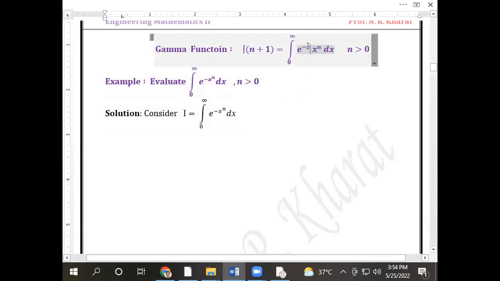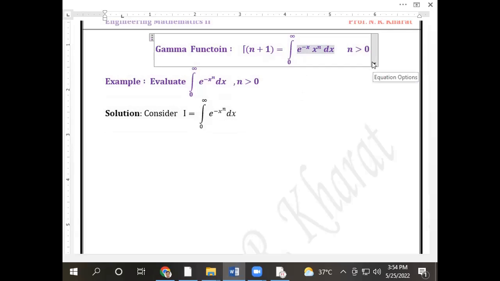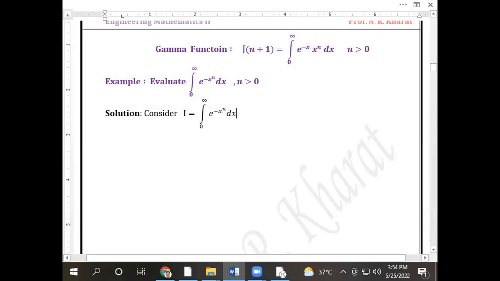In the gamma function, the index of x is 1. So we can express our gamma function definition in the form of e raised to minus x raised to 1, but by default we do not write 1. So we have to put this x raised to n equal to some variable or parameter. We assume x raised to n is equal to t, and we require the value of x.